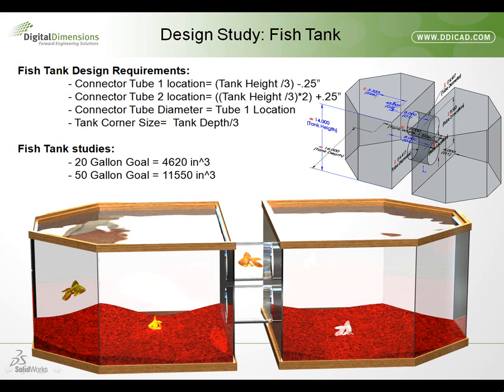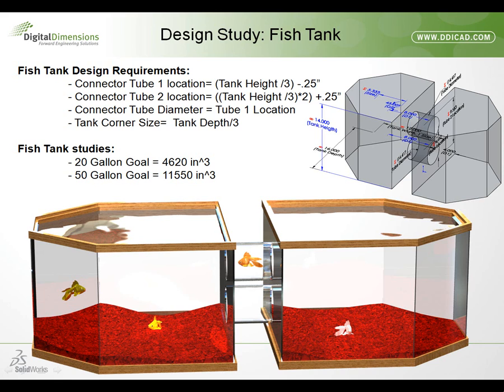Therefore, when the tank gets taller, I want my connector tubes to shift location to accommodate the new size. In addition to their location, for the connector tube diameter, I want that to equal the first tube location. So as the tubes get spaced out, they will also get larger.